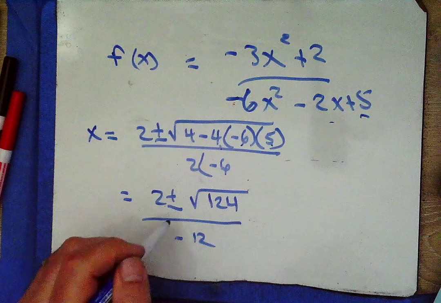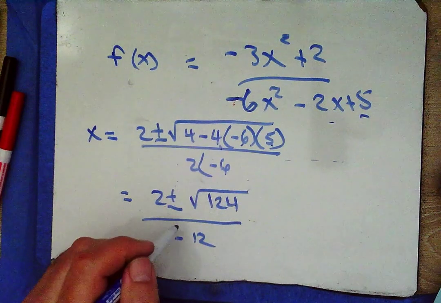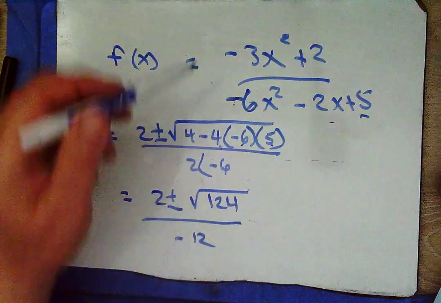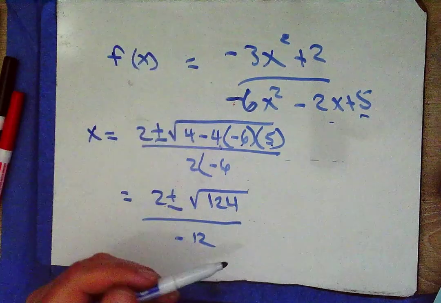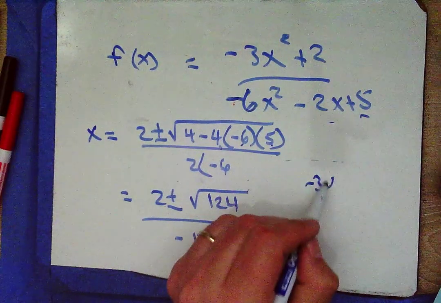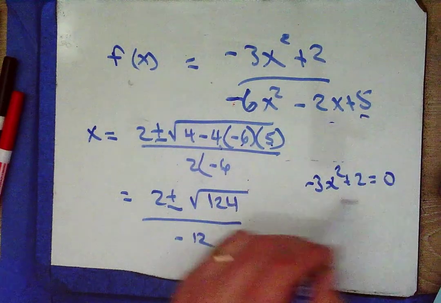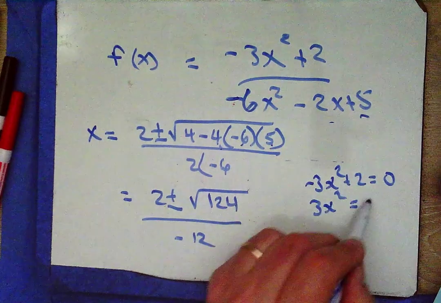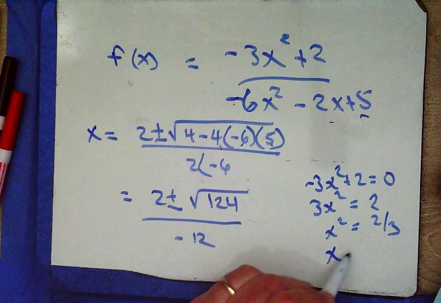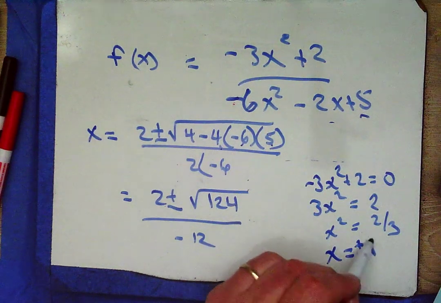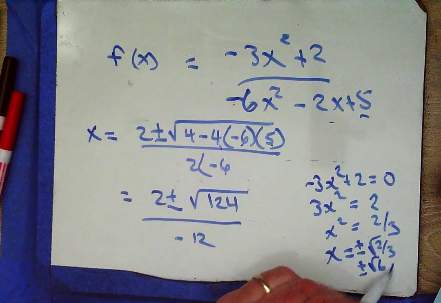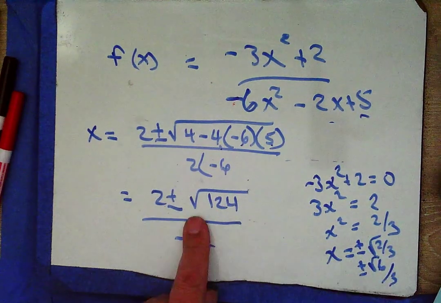And if these are zeros of the function, well, guess what? Those are probably vertical asymptotes unless I have them up here as well. So where are the zeros here? Well, 3x squared plus 2 equals 0. 3x squared equals 2. x squared equals 2 over 3. So x equals plus and minus root 2/3, which is plus and minus root 6 over 3. Well, that is not that.